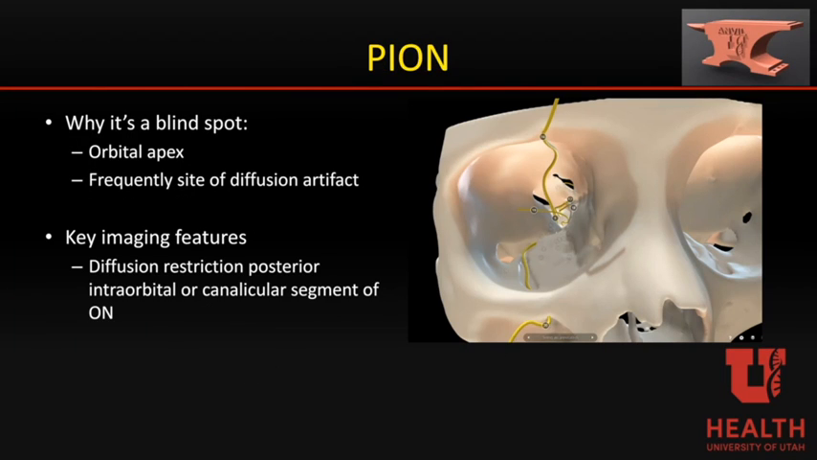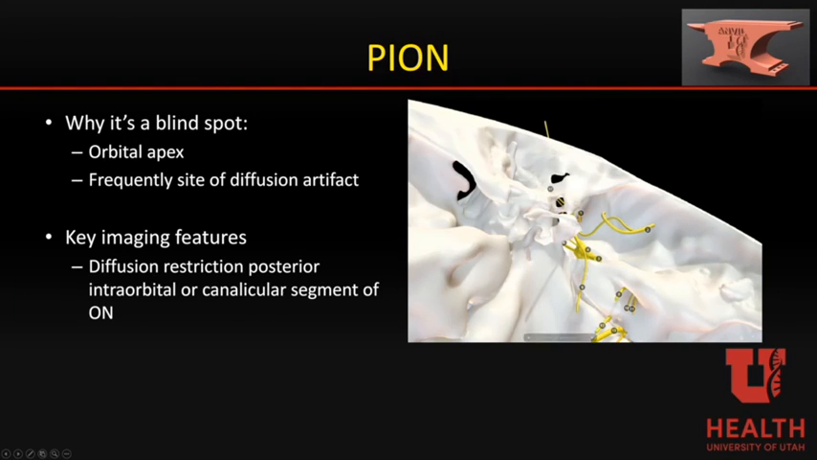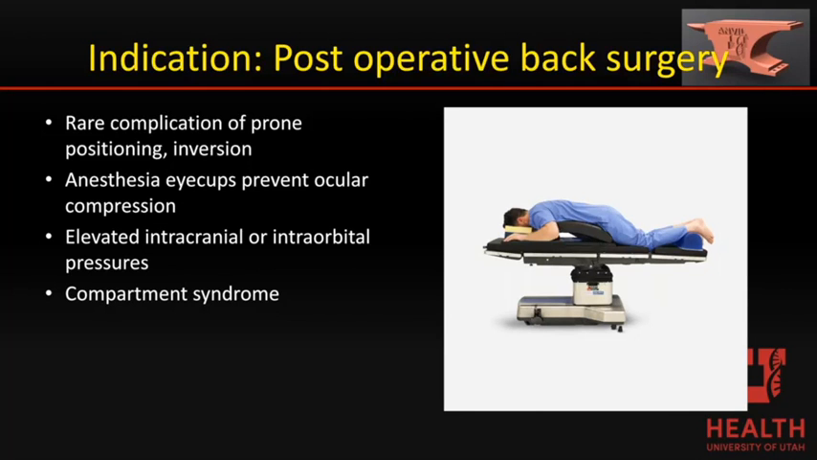Now, posterior ischemic optic neuropathy, why is it a blind spot? Well, it occurs at the orbital apex, and this is frequently a site where we have diffusion artifact, and now this can be a rare complication of prone positioning or inversion. Usually anesthesia eye cups prevent ocular compression, but without these, you can have elevated intracranial or intraorbital pressures and get a compartment syndrome.